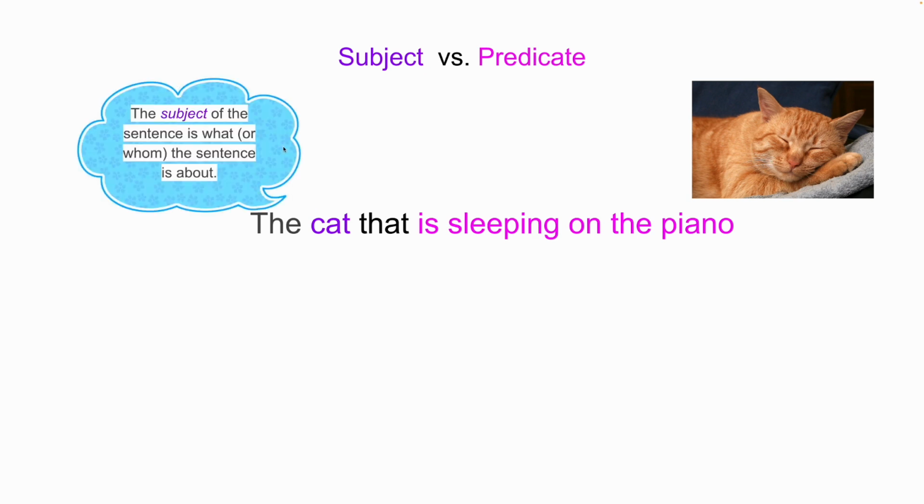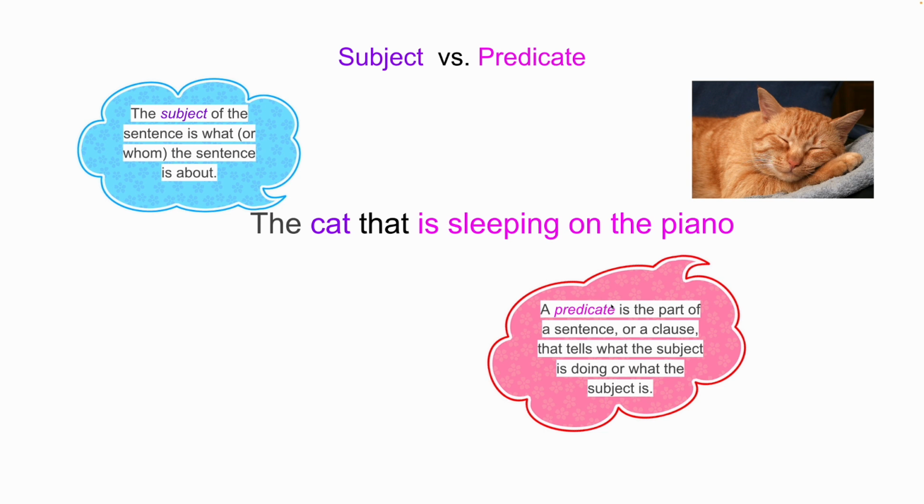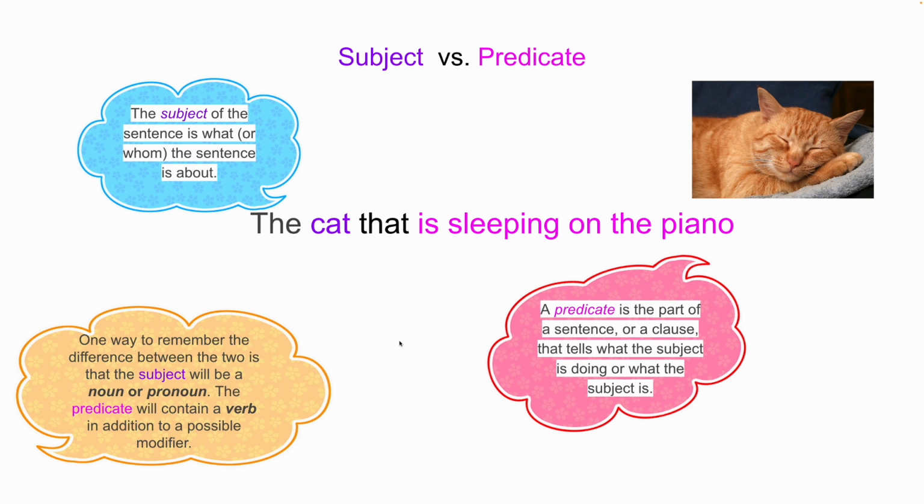The subject of the sentence is what or whom the sentence is about. And the predicate is the part of a sentence or a clause that tells what the subject is doing or what the subject is. So one way to remember the difference between the two is that the subject will be a noun or pronoun. The predicate will contain a verb in addition to a possible modifier.